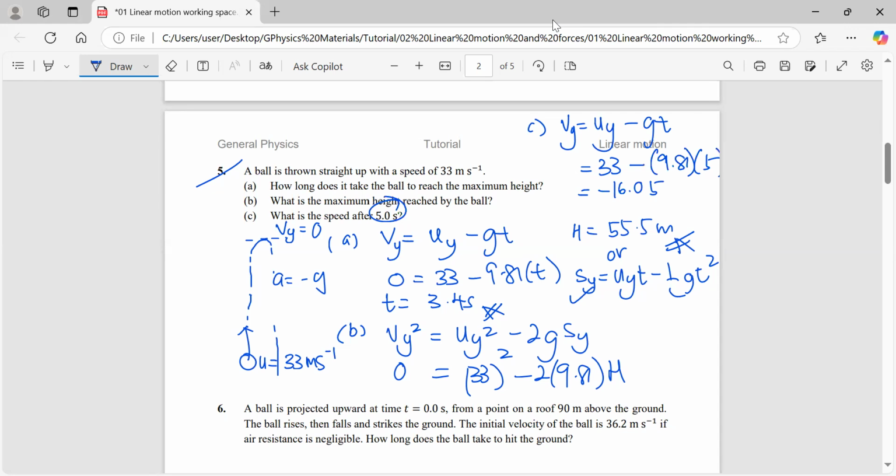If you just say magnitude only, then you can take it as 16.1 meter per second, which indicates it is coming downward, despite the negative sign. You can ignore the negative sign in the final answer, but you can write down that it is on the way coming down. Okay, so part one of the video ends here.